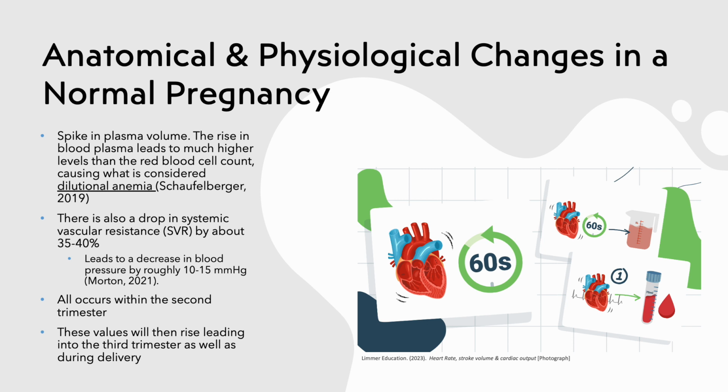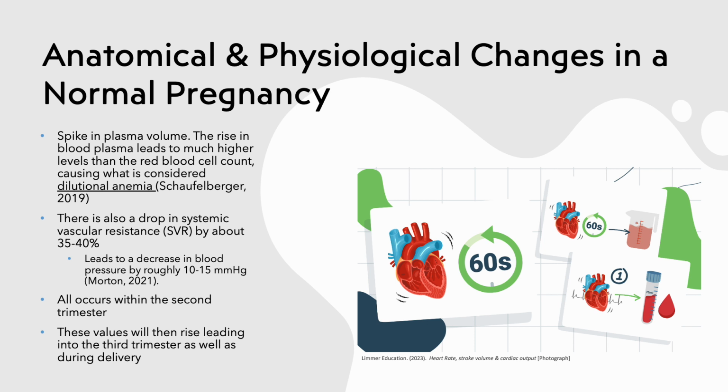we're also going to see this spike in plasma volume. And as we know, the blood is made up of four constituents. You've got your red blood cells, your plasma, your white blood cells, and your platelets. But specifically speaking to your plasma and your red blood cells, as the body adapts to these changes that are occurring through pregnancy, you're going to have this rise in blood plasma, which is then going to increase beyond the levels of the red blood cell count, which then eventually causes what's considered dilutional anemia.